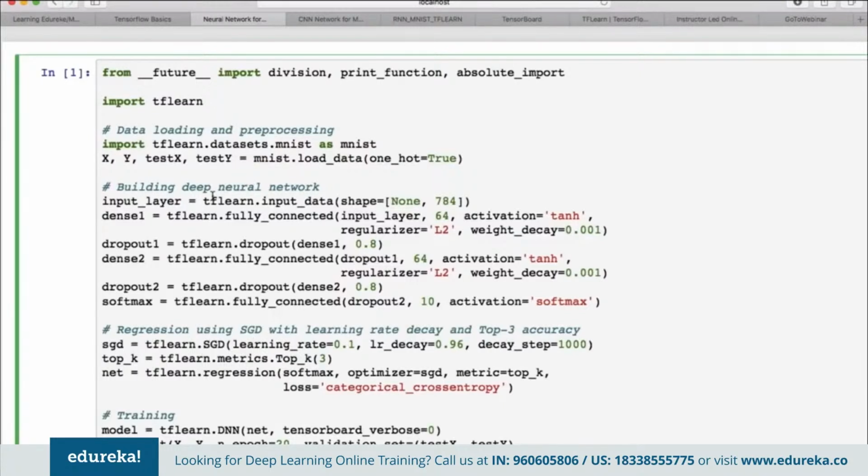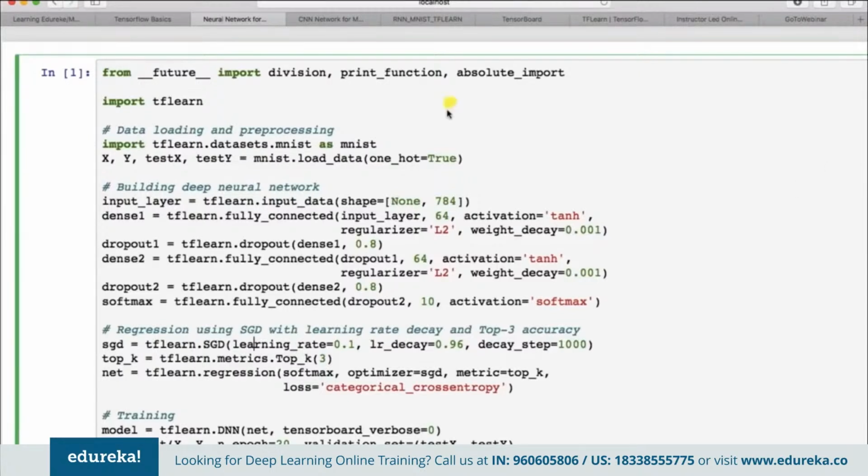So that is the reason we are importing it. When you say one hot equals true, it is creating different vectors for the 10 classes. Because it's digit data, you can easily see that we would have 10 classes, and we have created one hot vectors for all the classes.